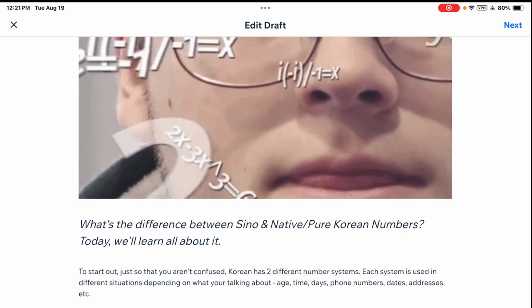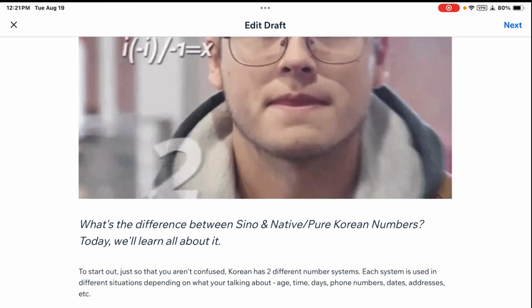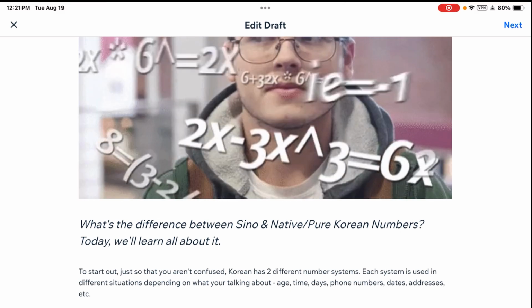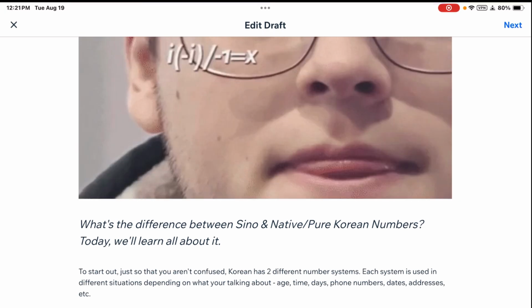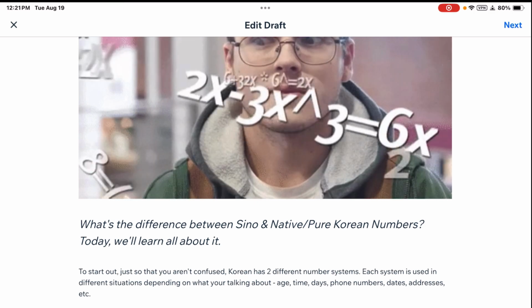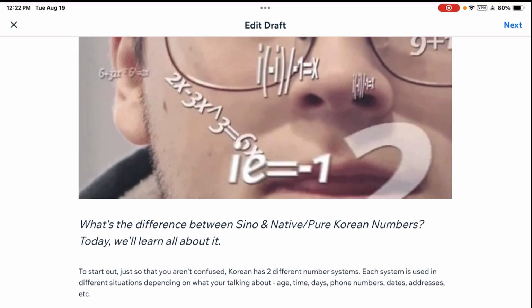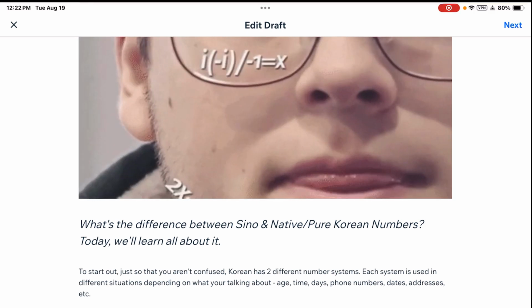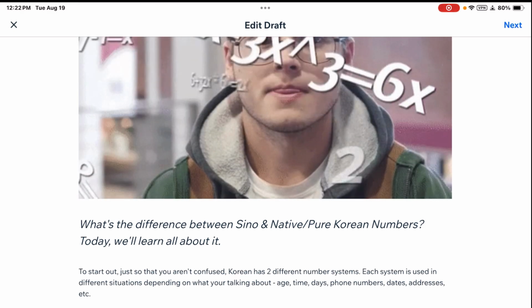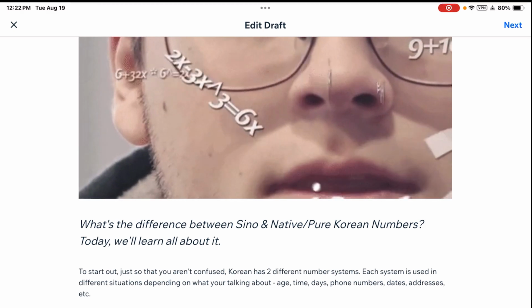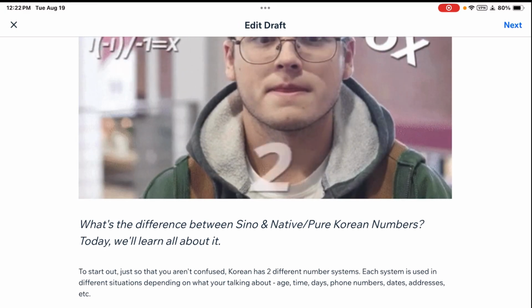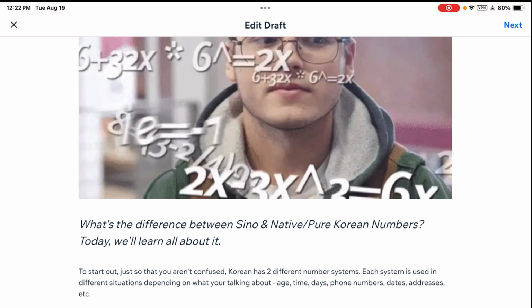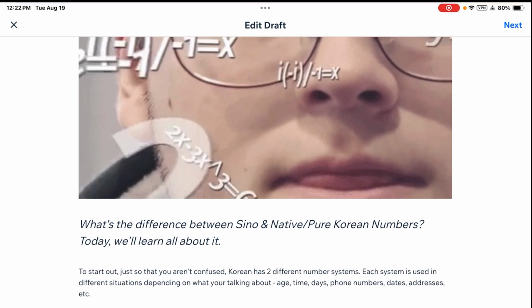준이라고 불러도 돼요. So, I thought it would be a nice idea to go over the difference between Sino numbers and native Korean numbers. Sino numbers being, of course, the Chinese equivalent, or I should say more like comes from Chinese language, originates from there. And then we have the native Korean numbers, which are native to Korean language, sometimes also called pure Korean numbers.